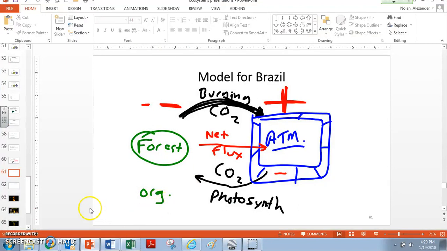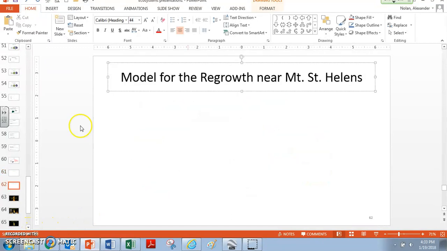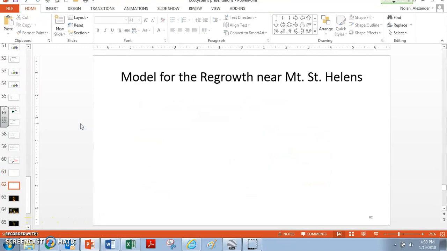Let's go ahead and look at a little bit more of an optimistic example. So let's actually look at kind of an opposite example. So you might have heard of Mount St. Helens. Mount St. Helens was a volcano. Well, it is a volcano in the northwestern United States, and it erupted in 1980. And when it did, I'll show you some pictures here.